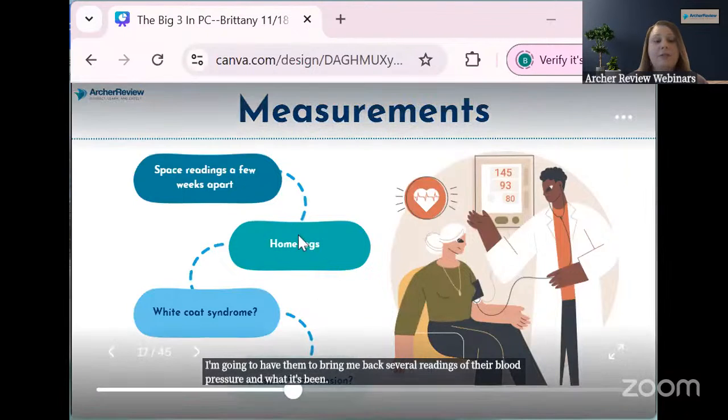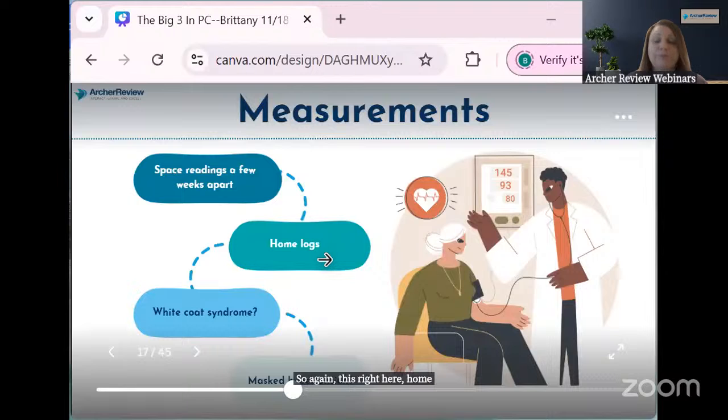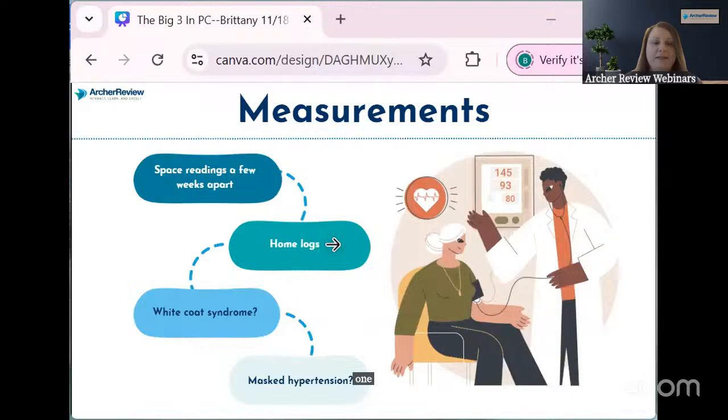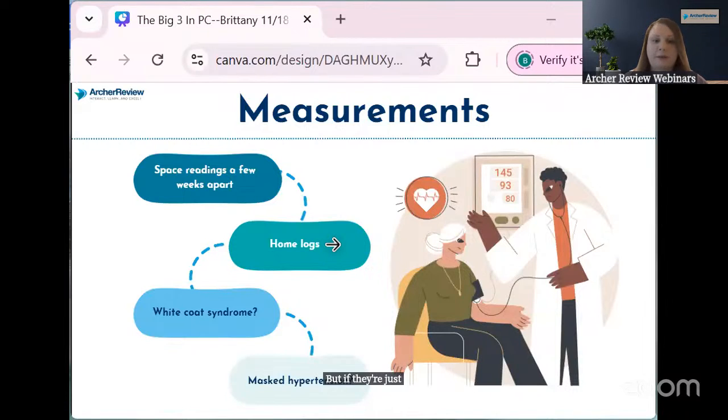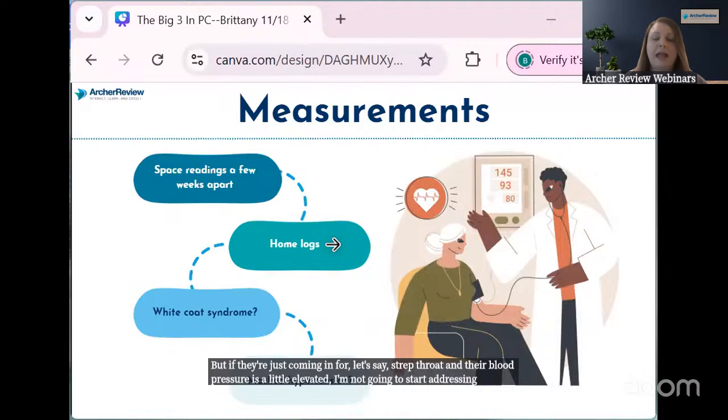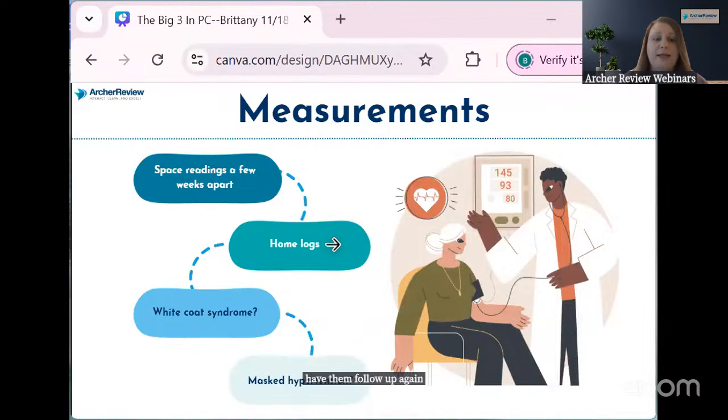So again, this right here, home logs, is key. I never will just treat off of just one reading in my office, 9.999 times out of 10. Again, unless they tell me, oh, it's been running high at home, or, oh, I was in the emergency room last week for high blood pressure. Okay. But if they're just coming in for, let's say, strep throat and their blood pressure is a little elevated, I'm not going to start addressing their blood pressure right then. I'm going to look at the trends. Okay. I'm going to send them home with a log, have them follow up again when they're better in a few days, and make sure that their blood pressure is coming back down to normal.